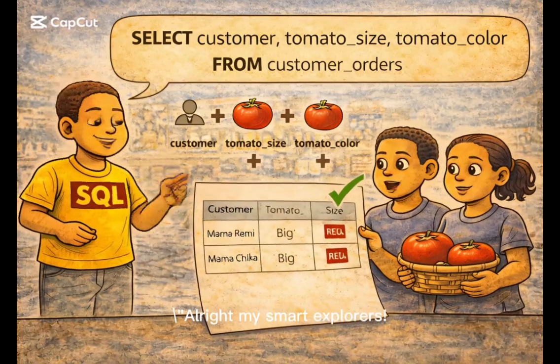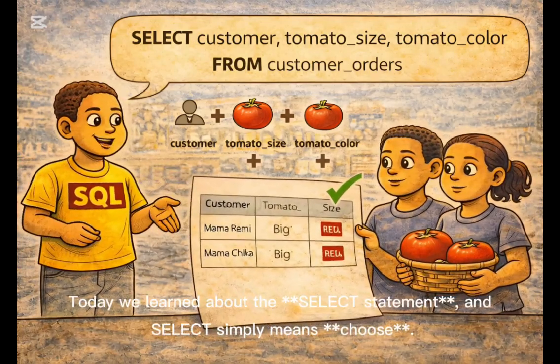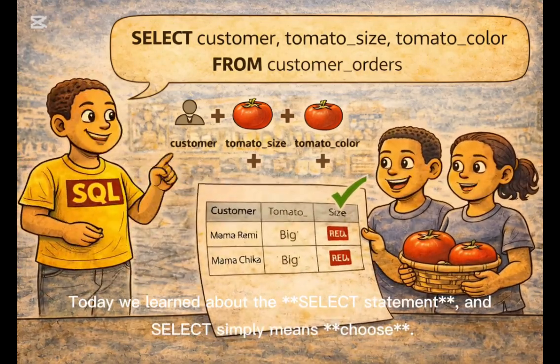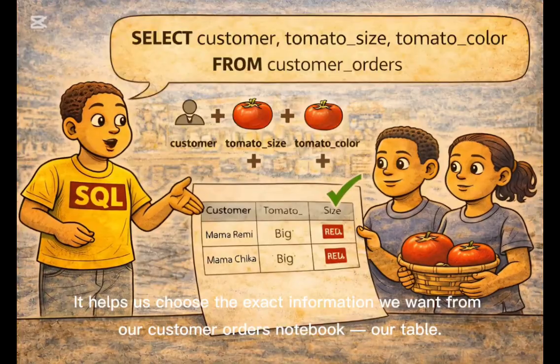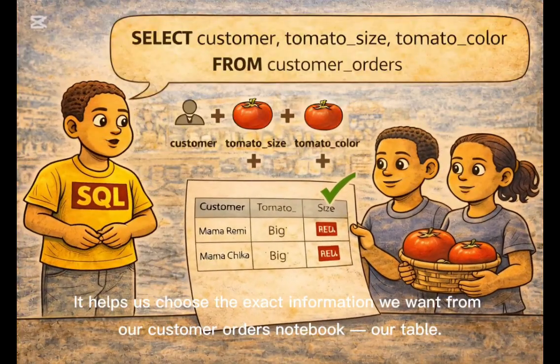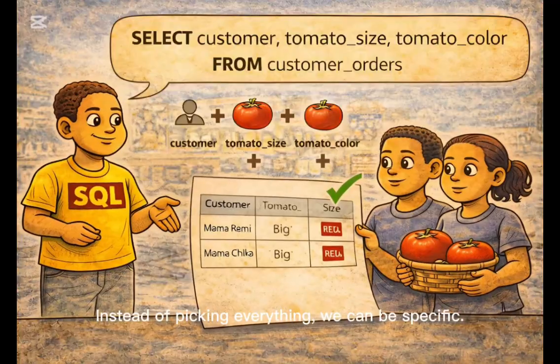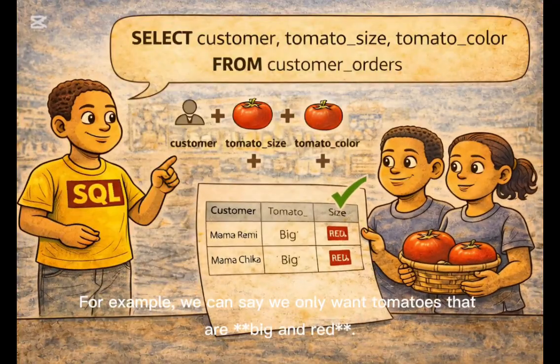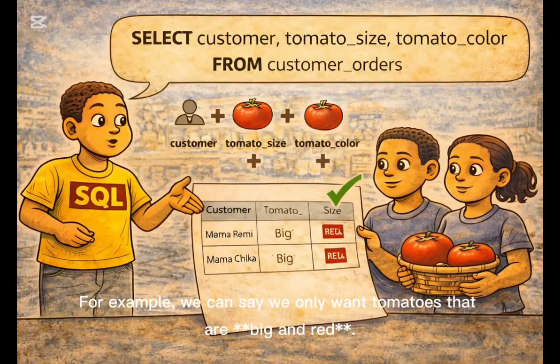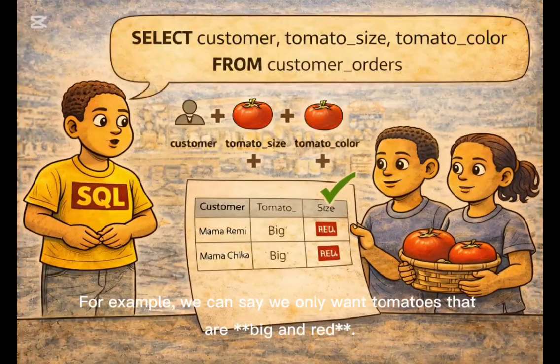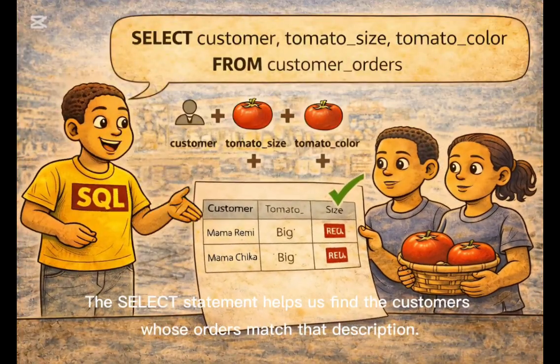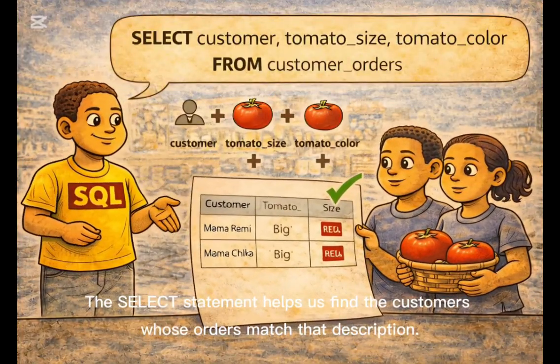All right, my smart explorers. Today we learned about the select statement, and select simply means choose. It helps us choose the exact information we want from our customer orders notebook, our table. Instead of picking everything, we can be specific. For example, we can say we only want tomatoes that are big and red. Wow. The select statement helps us find the customers whose orders match that description.